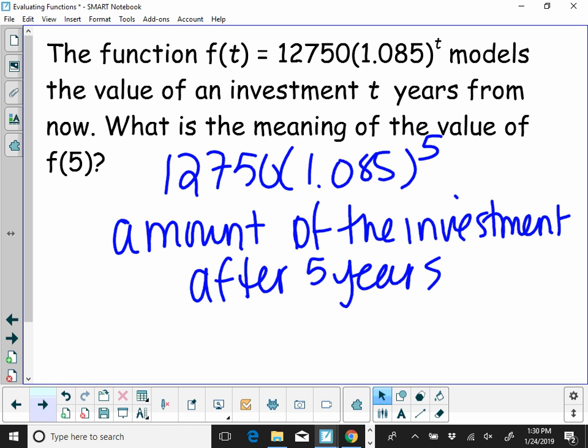So that number that you get is just going to be the amount you have after 5 years. Okay? If it asks for f of 12, it'll be the amount you have after 12 years. Okay? It didn't actually ask for the amount.